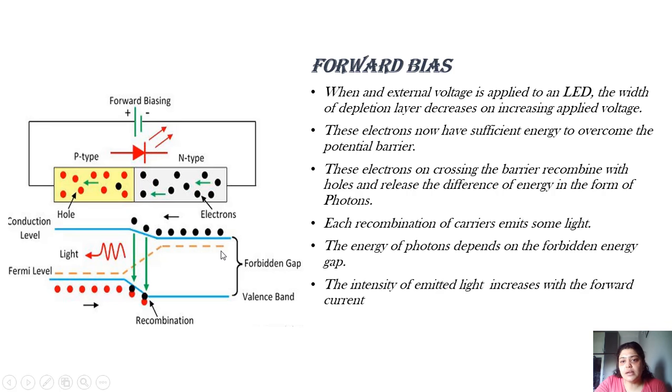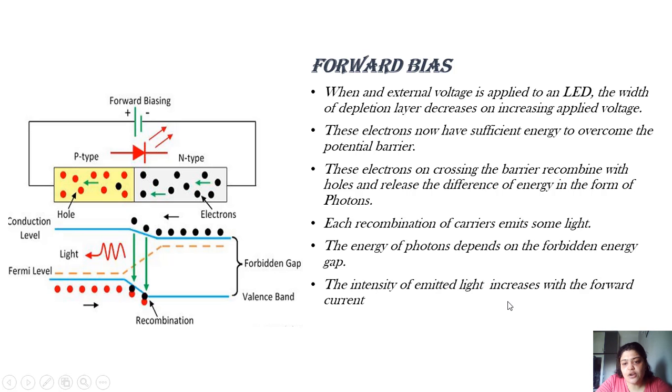So when an external voltage is applied to an LED, the width of the depletion layer decreases on increasing the applied voltage. These electrons now have sufficient energy to overcome the potential barrier. These electrons, on crossing the barrier, recombine with holes and release the difference of energy in the form of photons. Each recombination of carriers emits some light. The energy of photons depends on the forbidden energy gap.